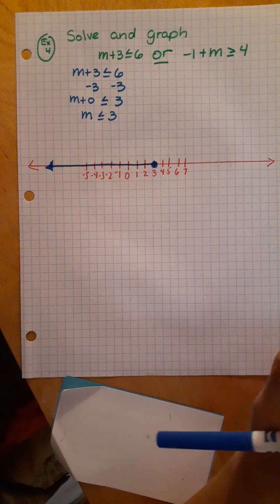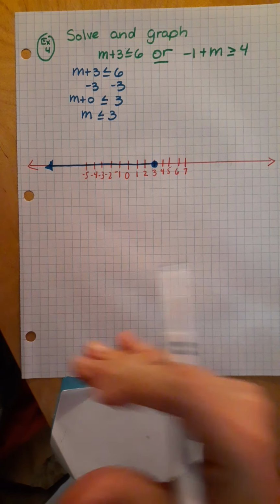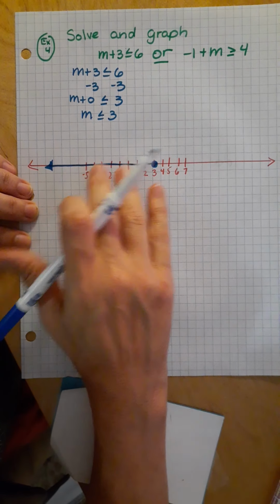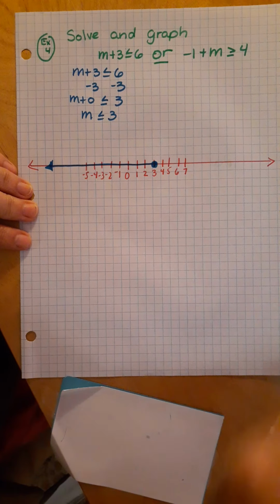Okay. The or means it could be one line or the other. I don't have to find the solution being what do they share. It's one or the other. The solution can be here. Now let's see where the solution can be on the other one.